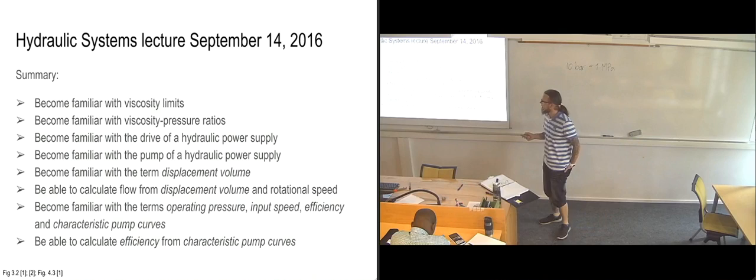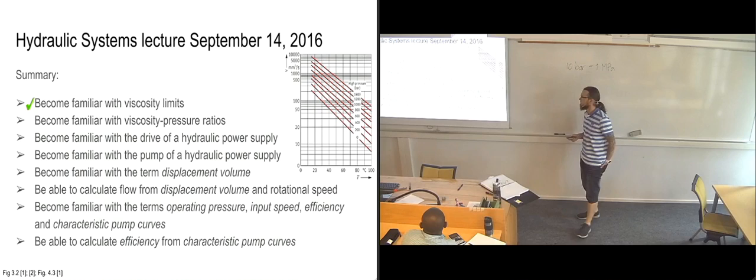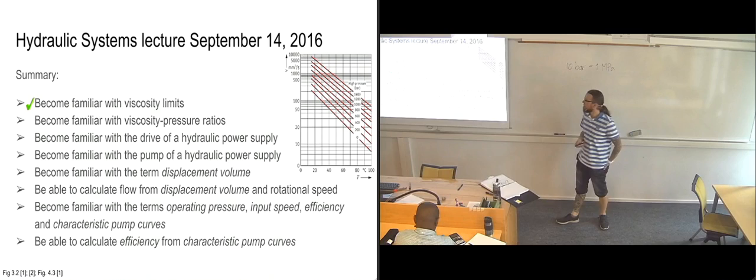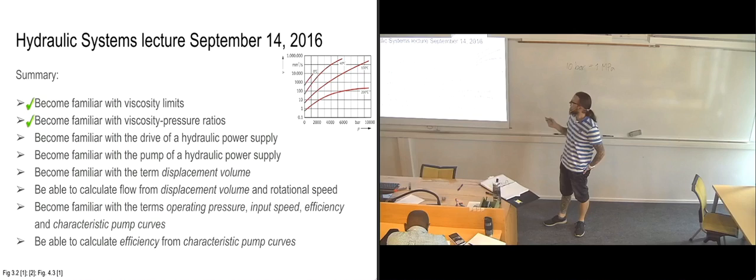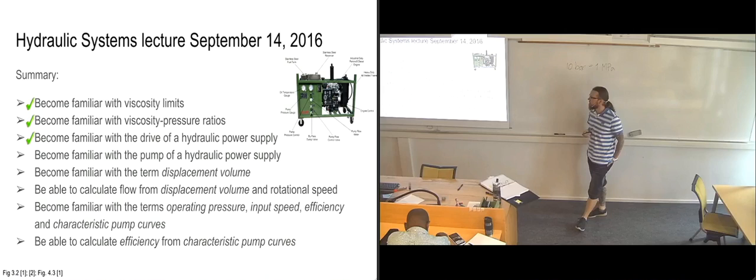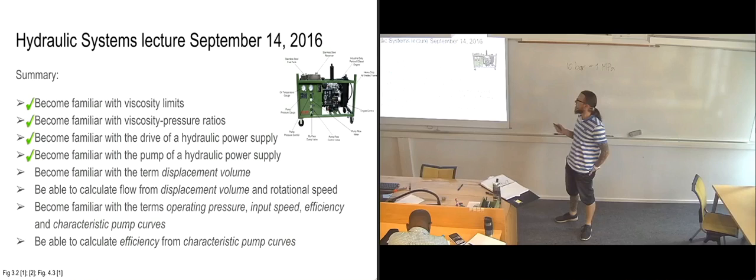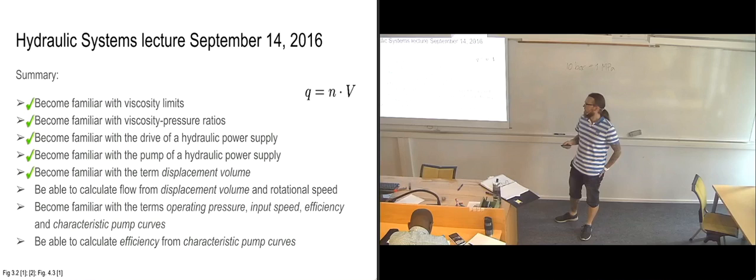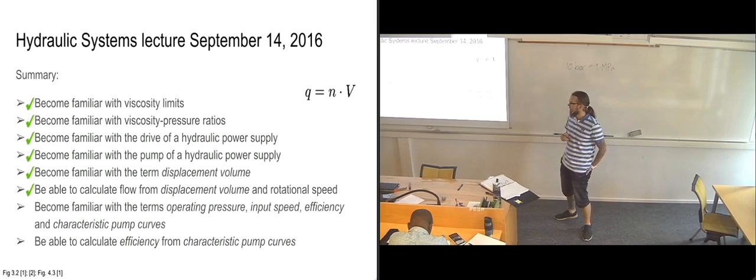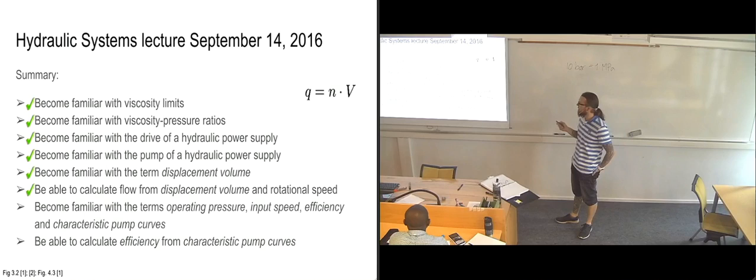So today we were supposed to become familiar with viscosity limits. So we looked at these viscosity pressure and viscosity temperature ratios. That's the viscosity pressure ratio we looked at. We were supposed to become familiar with the drive of a hydraulic power supply and become familiar with the pump of a hydraulic power supply. So we looked at the pump also in it. We're supposed to learn about the term displacement volume. And we're going to be able to calculate flow from displacement volume and rotational speed, which is a very, very simple calculation, so it shouldn't be a problem.